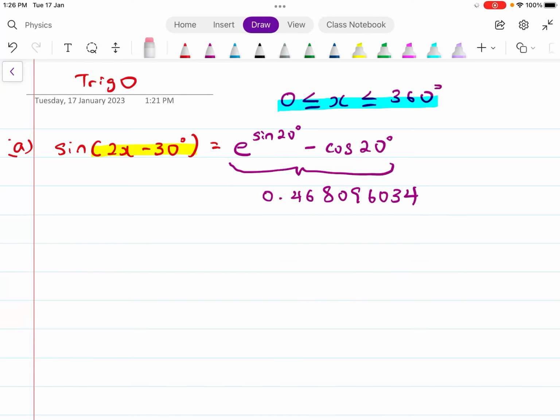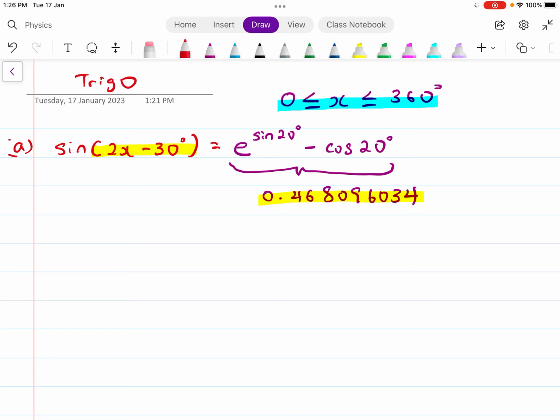Alright, so let's go through this question where we have sine (2x − 30°) equal to e to the power of sine 20 minus cosine 20. For this type of question, you look at the right hand side and use a calculator to calculate. If you calculate correctly, you should get 0.468096034.